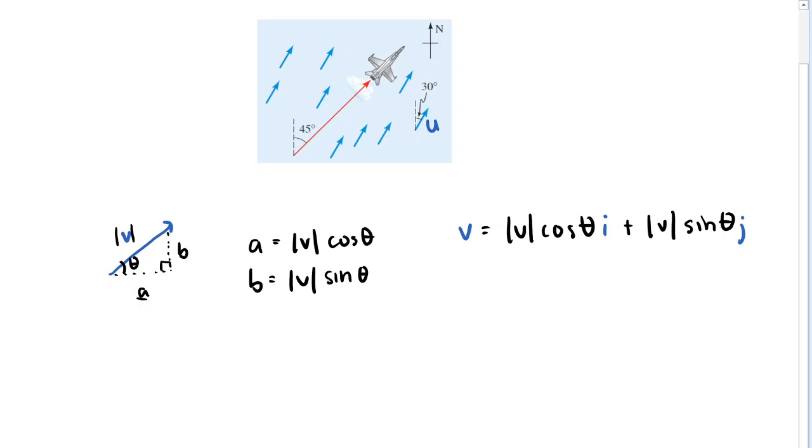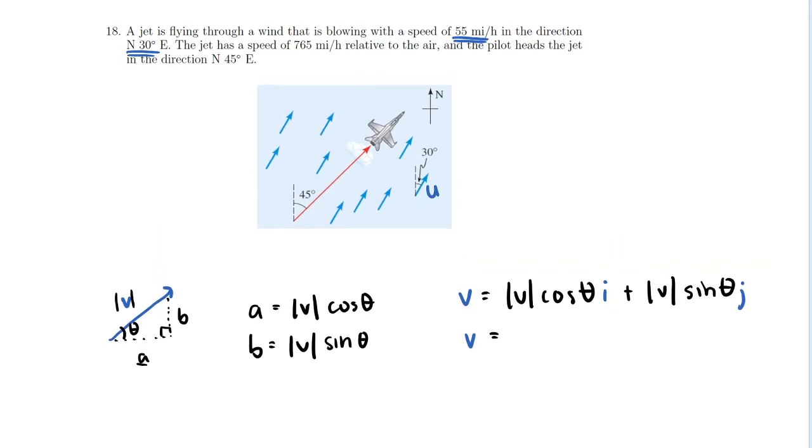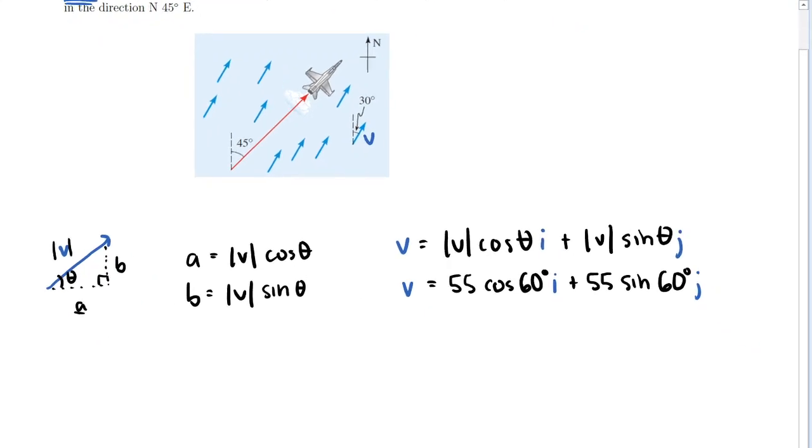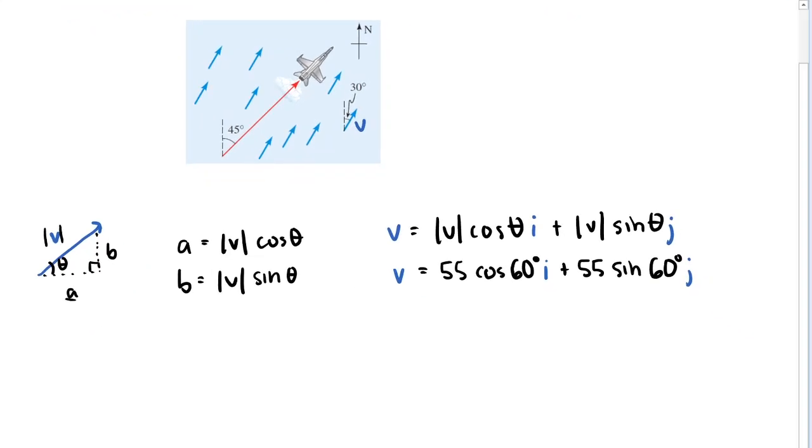And so in this example, we have that the magnitude of v is the length of the vector, and here that's the speed of the wind. I should label this wind vector v since I've already started writing it out this way. This is 55, the magnitude or length of our wind vector, times cosine of 60 degrees times i, plus 55 times sine of 60 degrees times j. And so cosine of 60 degrees, that's 1/2.